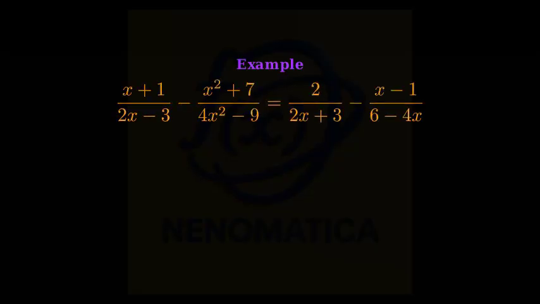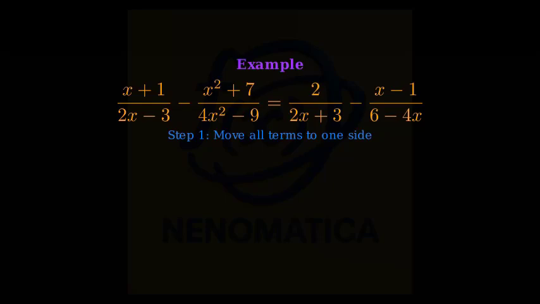Here's our problem. We need to solve the following equation: (x plus 1) over (2x minus 3) minus (x squared plus 7) over (4x squared minus 9) equals 2 over (2x plus 3) minus (x minus 1) over (6 minus 4x). Let's start solving this equation step by step.